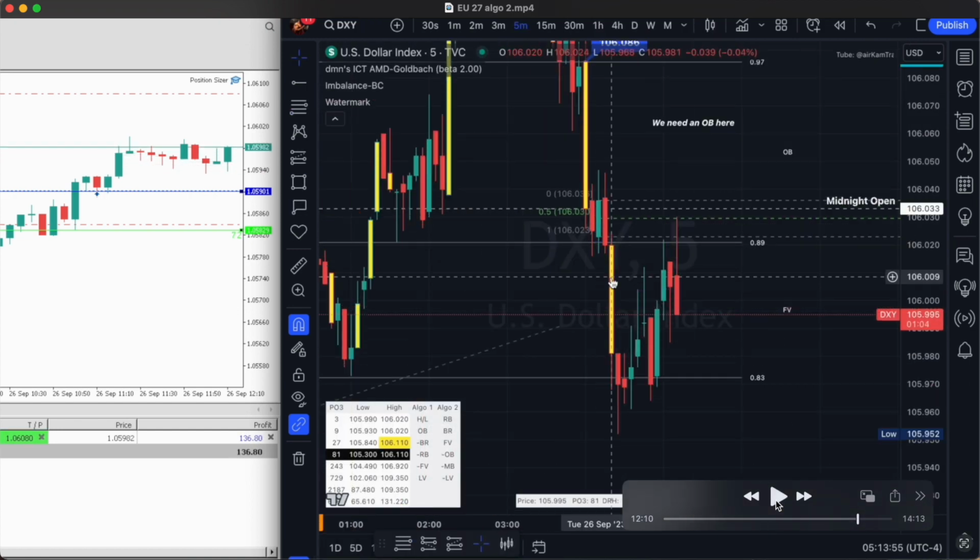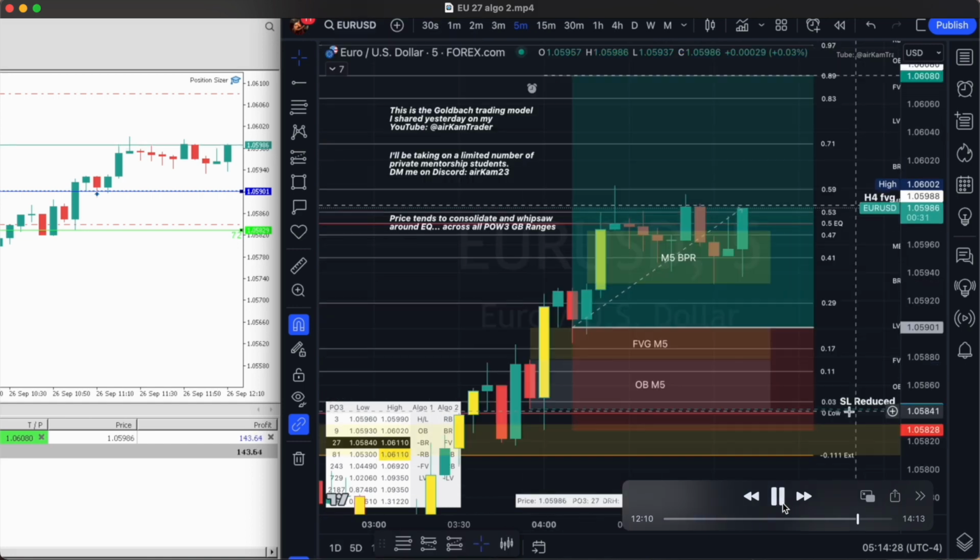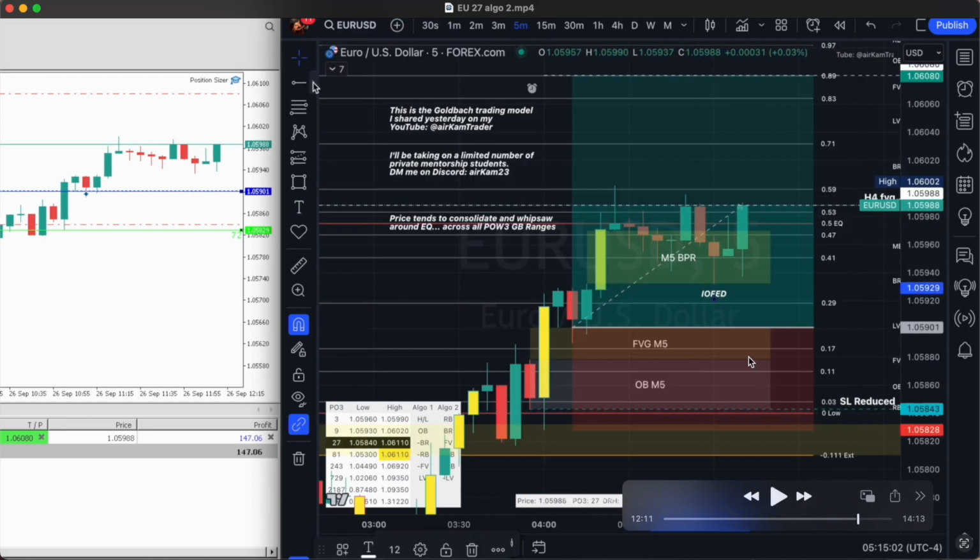So I'm just checking the order blocks on the DXY. You see we are bullish now on the DXY. So that goes against me. There we go. So we've got an institutional order flow entry drill. We swept this liquidity into this fair value gap. We filled it. And now we're moving bullish again. And now I'm aware of this H4 fair value gap. Can we go beyond it?